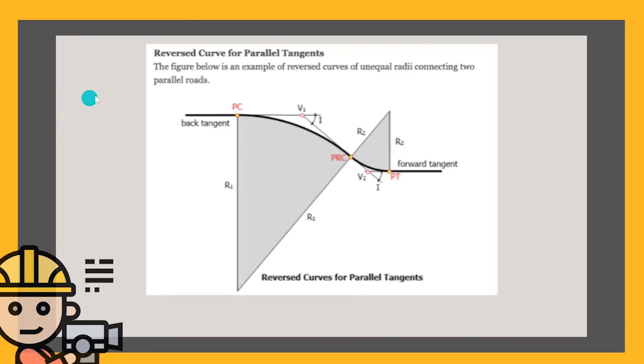And what we have here is a reverse curve for parallel tangents. The following figure below shows an example of a reverse curve of unequal radii connecting two parallel roads or tangents. So as we can see here, these two tangent lines have the same direction. Thus, they are called parallel tangents.